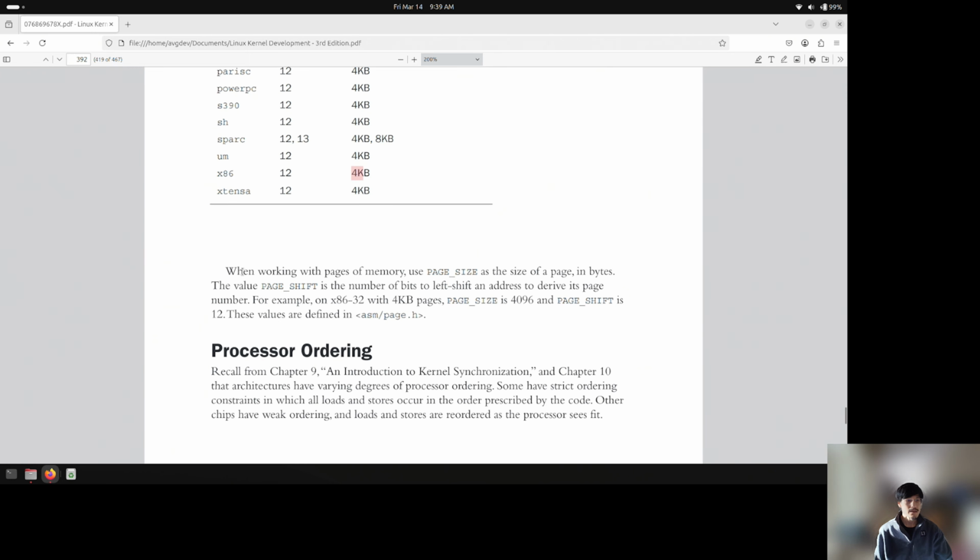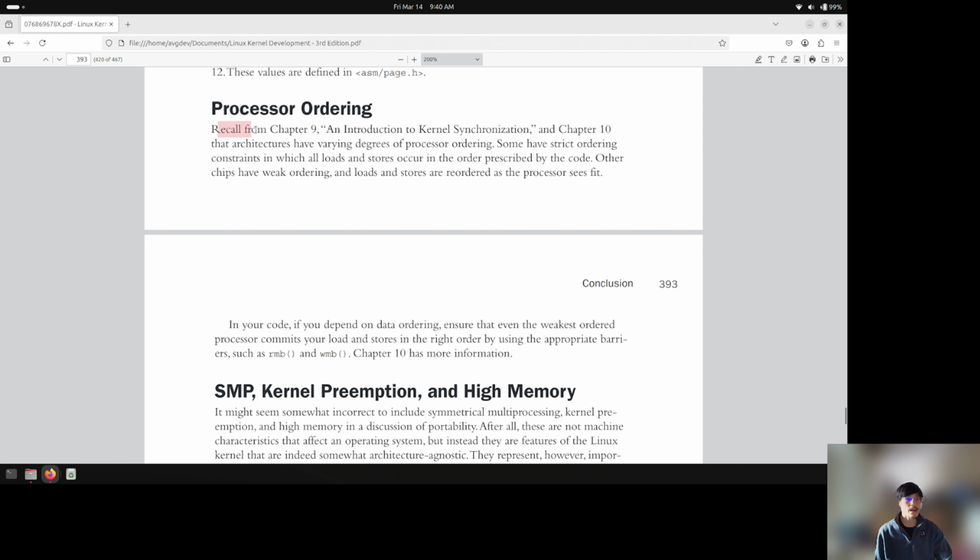Okay, so when working with pages of memory, use the PAGE_SIZE macro as the size of a page in bytes. The value PAGE_SHIFT is the number of bits to left shift an address to derive its page number. For example, on x86-32 with 4 kilobyte pages, PAGE_SIZE is 4096, so that's 4096 bytes, and PAGE_SHIFT is 12, so shift 12 bits. These values are defined in asm/page.h.